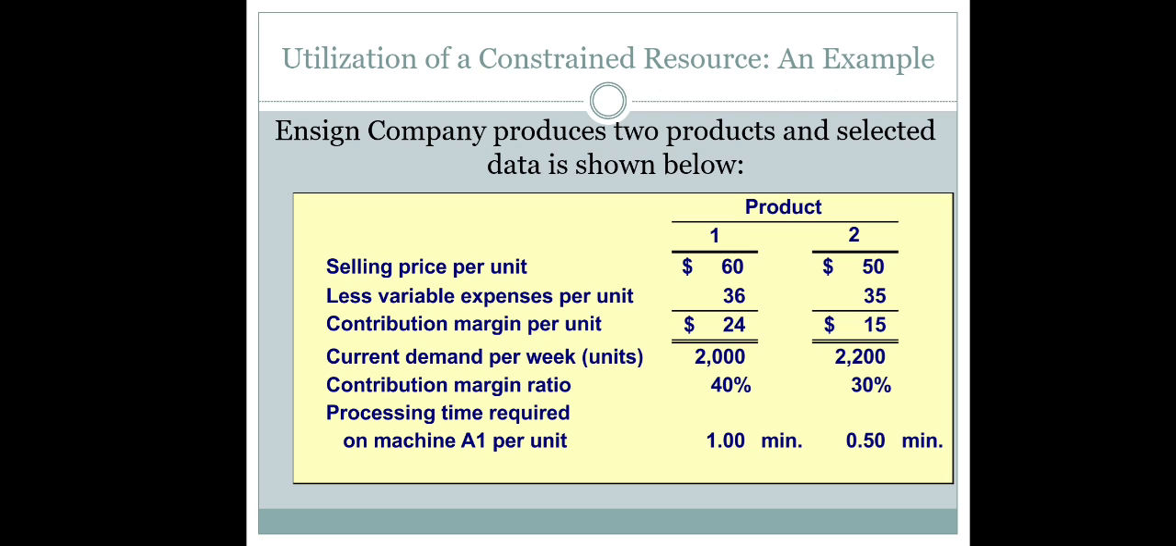Okay, let's see the next slide. So now you can see here, product 1 has the highest contribution margin per unit compared to product 2. But the thing that you can see here is, product 1 requires 1 minute machine. Product 2 only requires 0.5 minute machine, or 30 seconds only to produce.